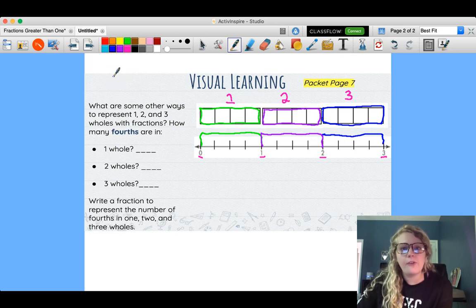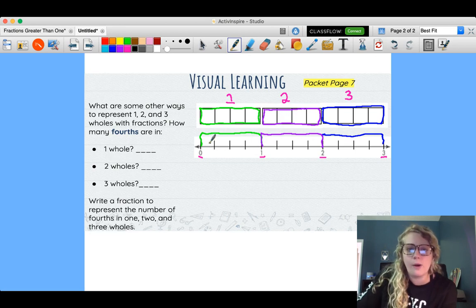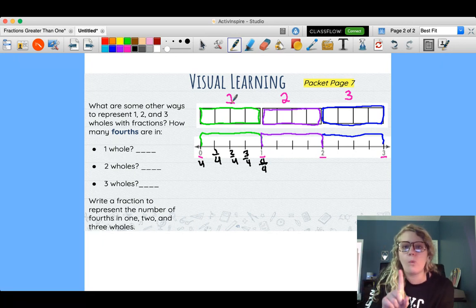So let's first look at the first whole, the one in green. Because this first whole is partitioned into 4 equal parts, my denominator, like I said earlier, is going to be 4. Starting at 0, we have 0 fourths. Then we have 1 fourth, 2 fourths, 3 fourths. And at that 1 whole, we have 4 fourths. Remember, when your numerator and your denominator are the same number, it always equals 1 whole.